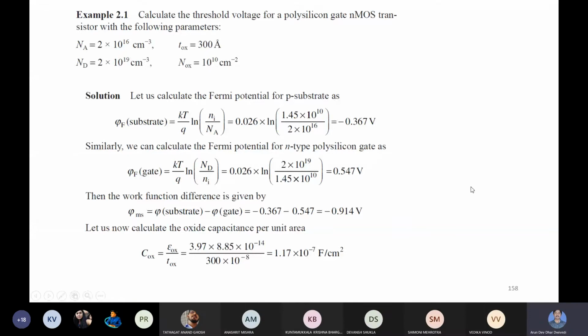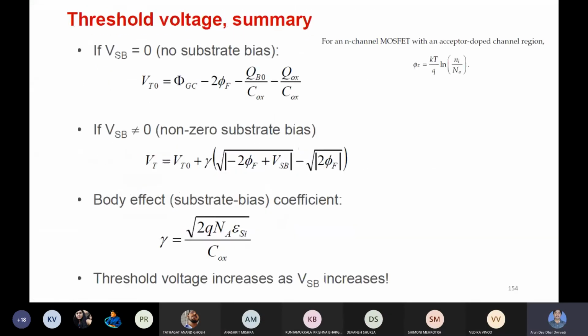So we have already discussed threshold voltage related equations, and based on this we are going to solve some problems. If body bias is 0, then the threshold voltage without any body bias is called VT0. Phi GC means potential difference between gate and channel, minus 2 phi f, minus QB0 by Cox, minus Qox by Cox. So QB0 is the depletion charge density, and this is the charge due to oxide, meaning at the interface of the oxide and semiconductor there is some charge. So oxide charge and depletion charge.